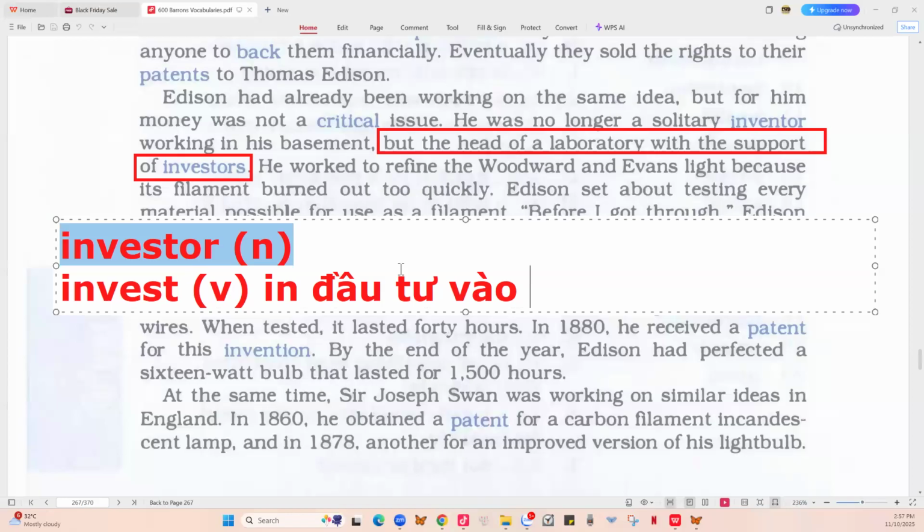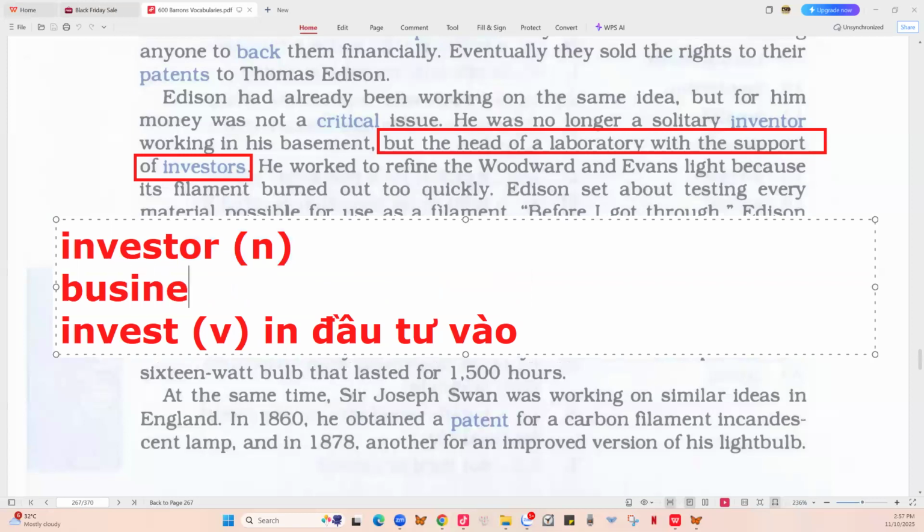Business, we don't say business. That is wrong. This is business. They put money in business. They spend the money on business. So they are called investors because they spend money on the project, and they put the money into the project, so people will work for them. They are called investors. So, but the head of the laboratory, what is laboratory?